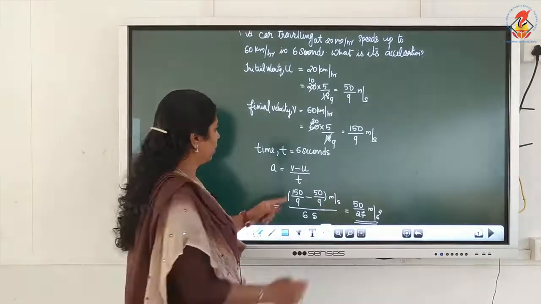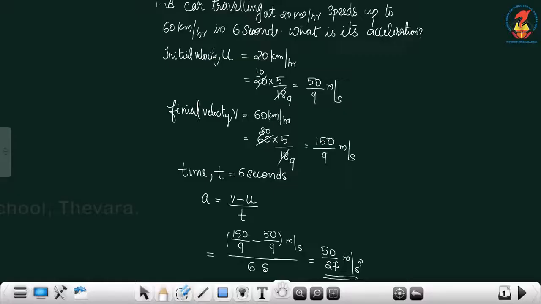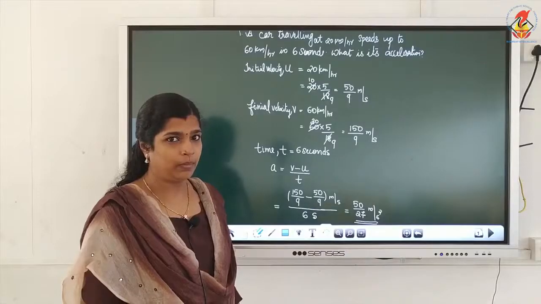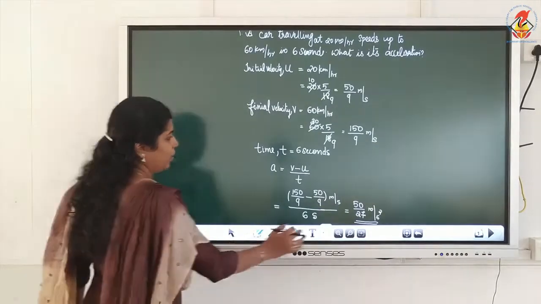Then you have to write the equation. Then substitute in this equation and find the answer. Here you have to write the unit, that is meter per second square. It's clear? So can we do the next problem? Okay. So next problem.